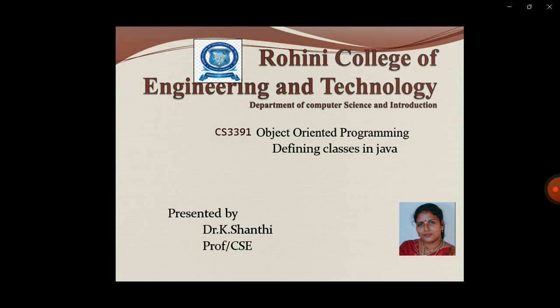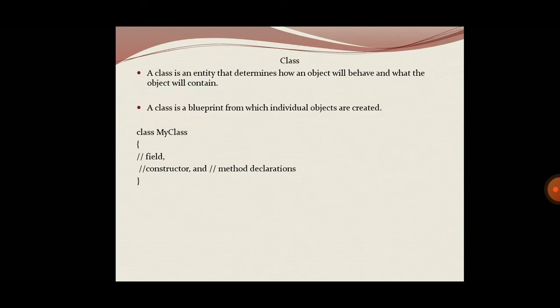In this video, I am going to present about the classes in Java. Let us see about a class. A class is an entity that determines how an object will behave and what the object will contain. A class is the basic building block of an object-oriented programming language, and it acts as a template that describes the data as well as the behavior associated with the instance of that class.